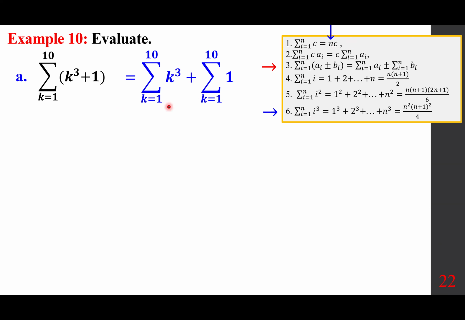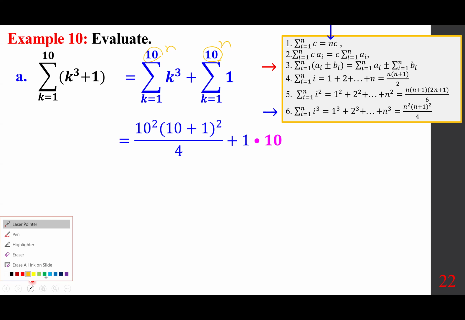So to do this, and by the way, n is 10, everybody. This is n. n is 10. For this question, n is 10. So this one is 10 squared times 10 plus 1 quantity squared divided by 4. And this one is simply 10 times 1. As you know, this is 100. And so divided by 4 is 25.